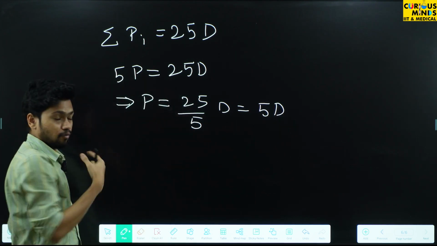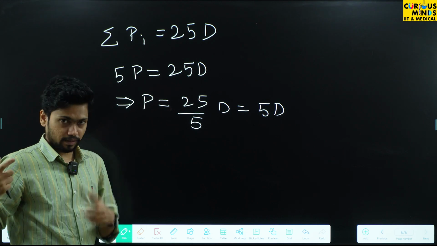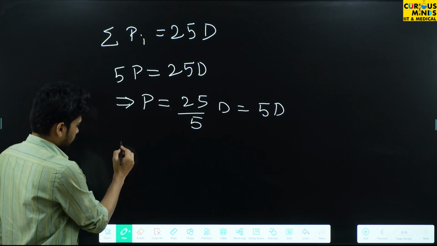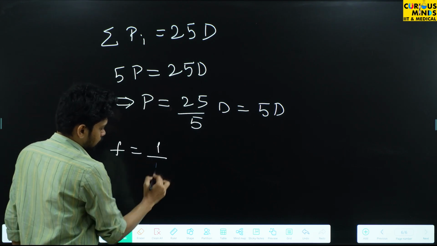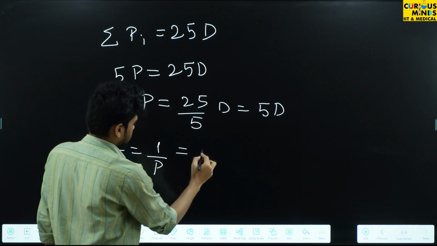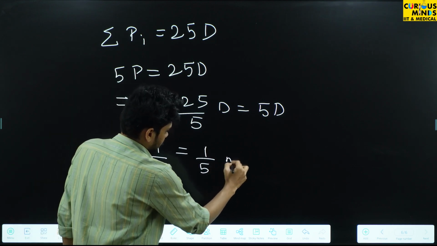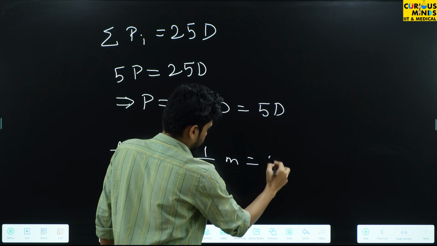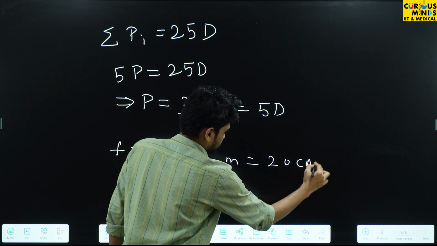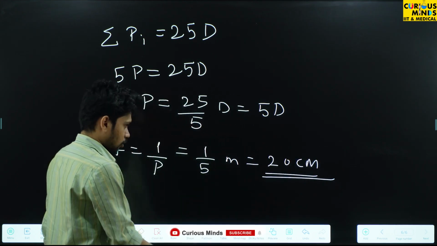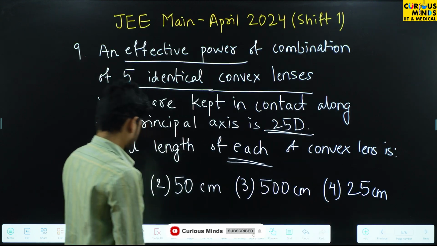And what we have to find is the focal length of each lens, right? And we know that focal length is nothing but 1 over P. So the answer is just 1/5 meters, which is just 20 centimeters. And our option is this one.